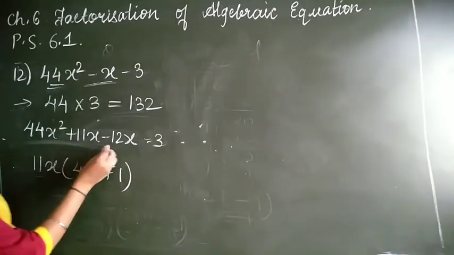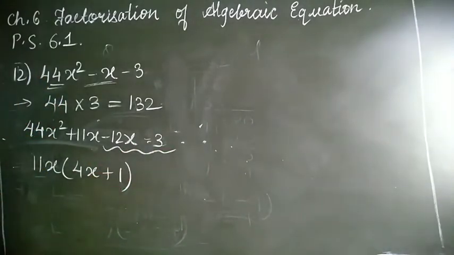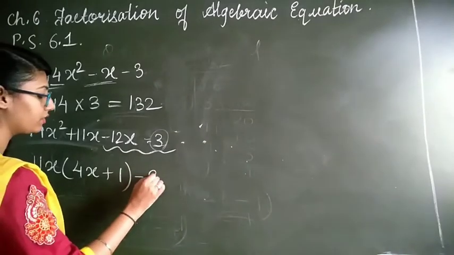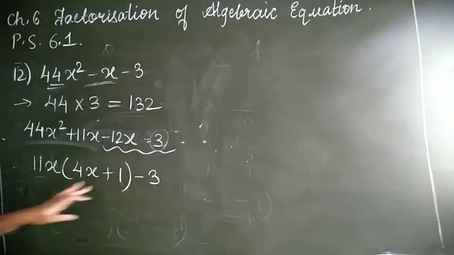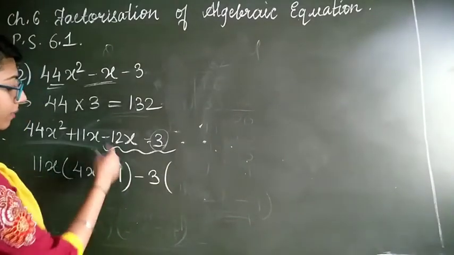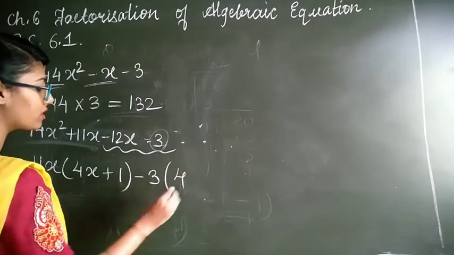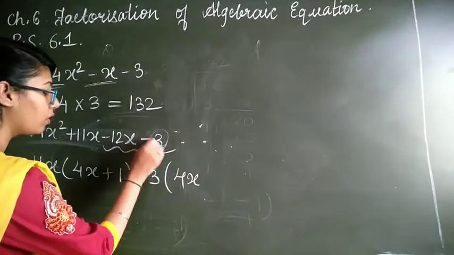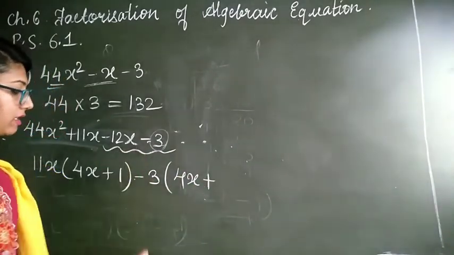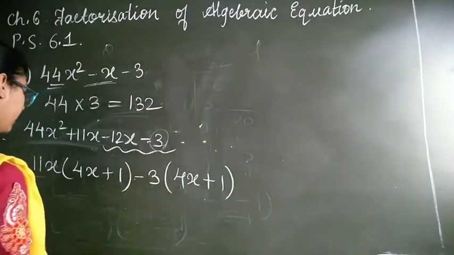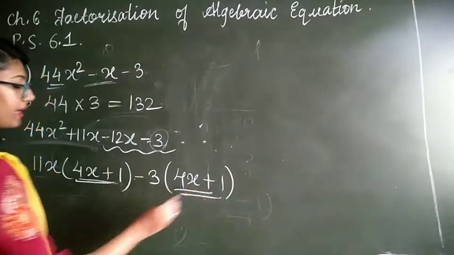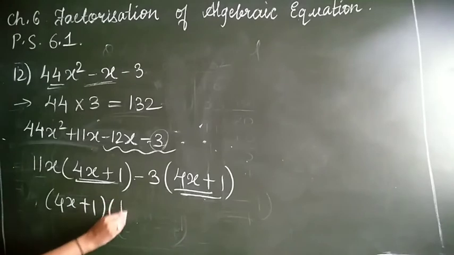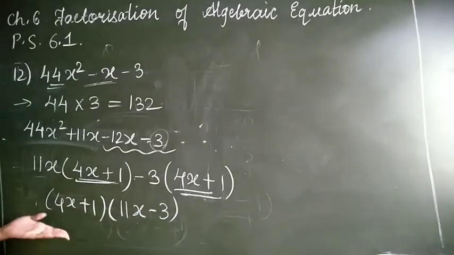Now this is over. Now moving on to this term, 12x. So we will take 3 as common. Minus 3 in bracket, 3 4s are 12 and x. Minus into plus will be minus and 3 into 1 will be 3. Now again we got the bracket similar. So we will write it once, 4x plus 1 and 11x minus 3. So this is our final answer.